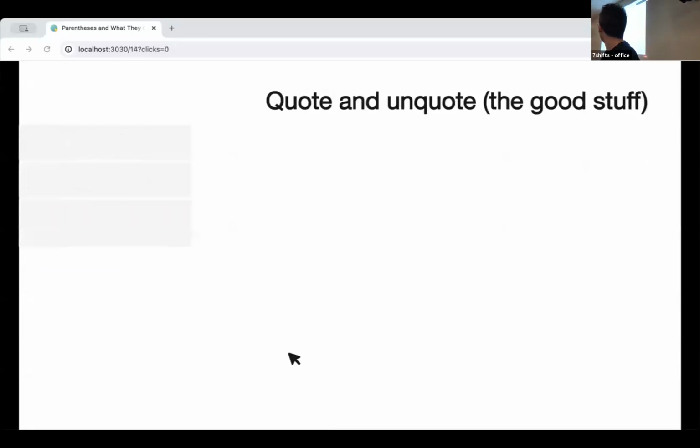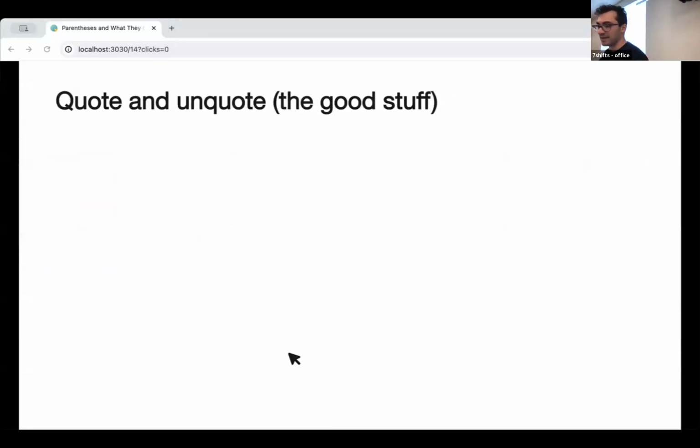Okay, get to the good stuff already. Well, this is the good stuff. So backquote, this is the good stuff, right? What if we want to use a variable? We said we can quote stuff. What if we want to use a variable inside of a quoted list? That's what backquote is for, right? So we can set some stuff.